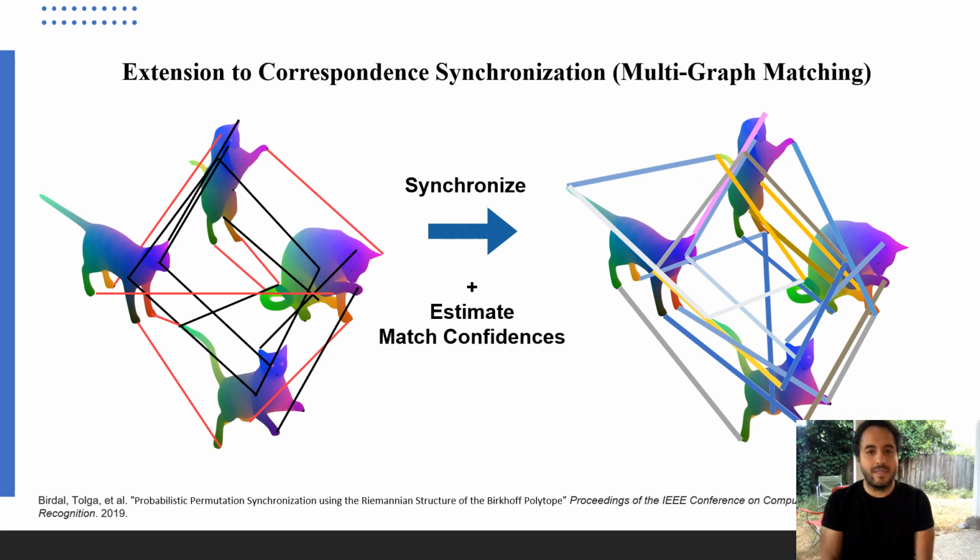Well, we could extend this to other maps now. For instance, correspondences, right? So given correspondences, we can synchronize them plus estimate certain confidences for each correspondence, or for each, let's say, identification of a vertex by a certain label.